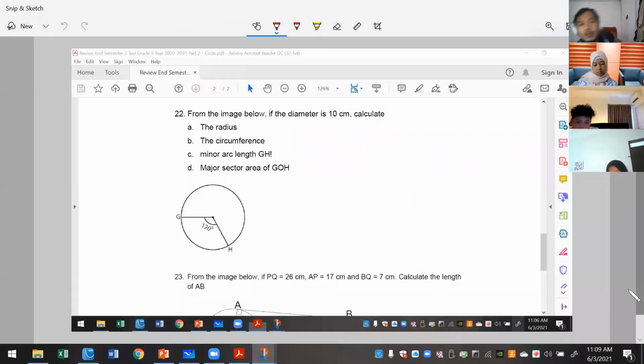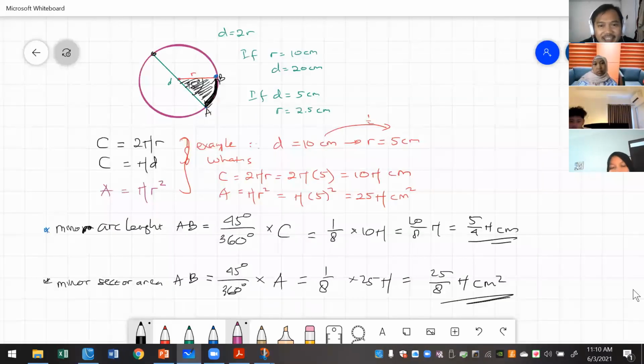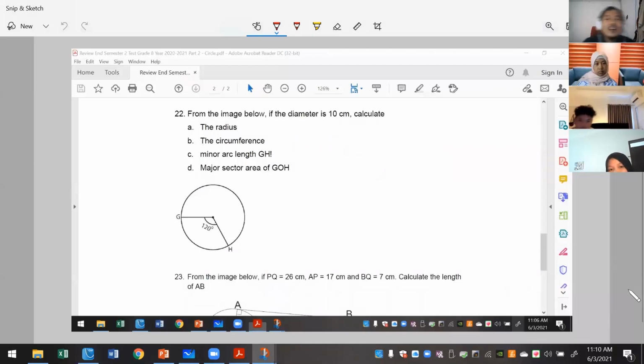From the image below, if the diameter is 10, calculate the radius, the circumference, the minor arc AG, and then the major arc. Yeah, I think we have the same question. The only difference is that the angle is 120, right? And the question here is the minor arc and the major sector.